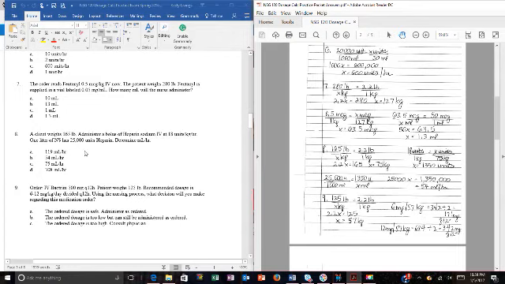Number 8, a client weighs 165 pounds. Administer a bolus of heparin sodium IV at 18 units per kilogram per hour. A bolus solution is going to be, again, something that I would put into an IV bag. So it's asking, I've got to figure out how much of this heparin I'm going to put into 1 liter of normal saline. So a normal saline bag.